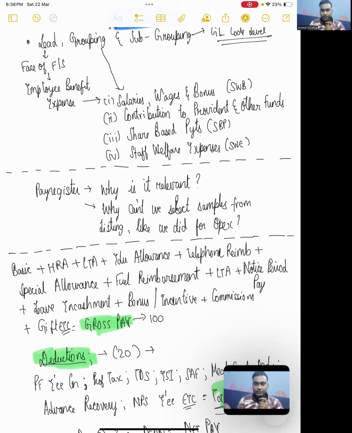This is the reason why your pay register is relevant, because your pay register will contain employee-wise details, component-wise details, and how the pay is subdivided. It is a more detailed report, and that is the reason why we will rely on the pay register as a report.